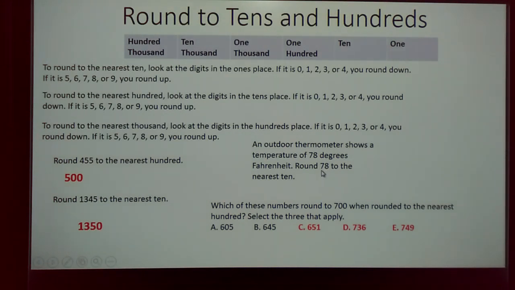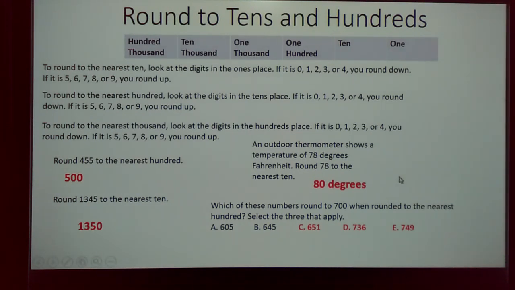Whatever column you're trying to round to, you always look at the number next to the right. So this 8. Is 8 between 5 and 9? Yes, so we round up. So 78 becomes what? 80 degrees.